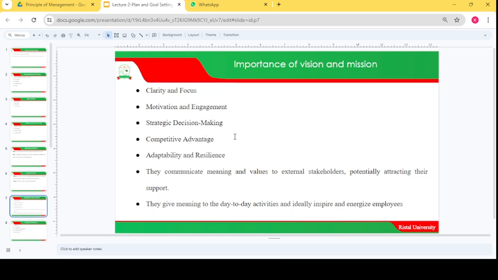And then they also communicate meaning and value to external stakeholders, potentially attracting their support. They also give meaning to the day-to-day activities and ideally inspire the employees.